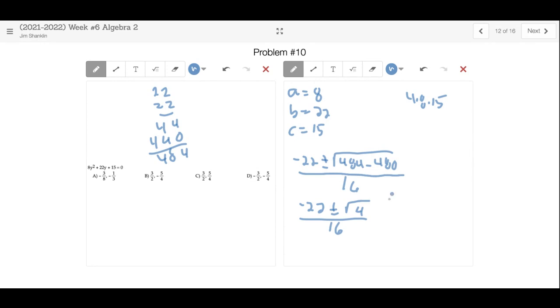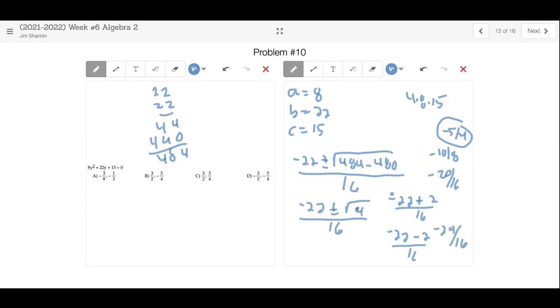So now I end up with, I'm going to write it 2 different ways. Negative 22 plus 2 over 16, and negative 22 minus 2 over 16. Because remember, the square root of 4 is 2. So negative 22 plus 2, that's negative 20 over 16. And then negative 22 minus 2 is negative 24 over 16. Obviously, those answers aren't up there, so I have to simplify. I'm going to take 2 out of each one of these. So 2 out of 20, that's negative 10 over 8. Take 2 out again, that's negative 5 over 4. So negative 5/4 is a solution.